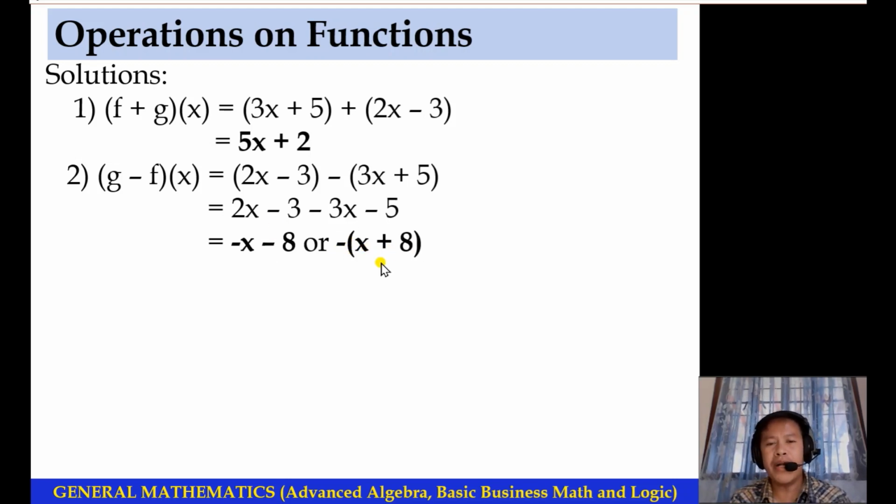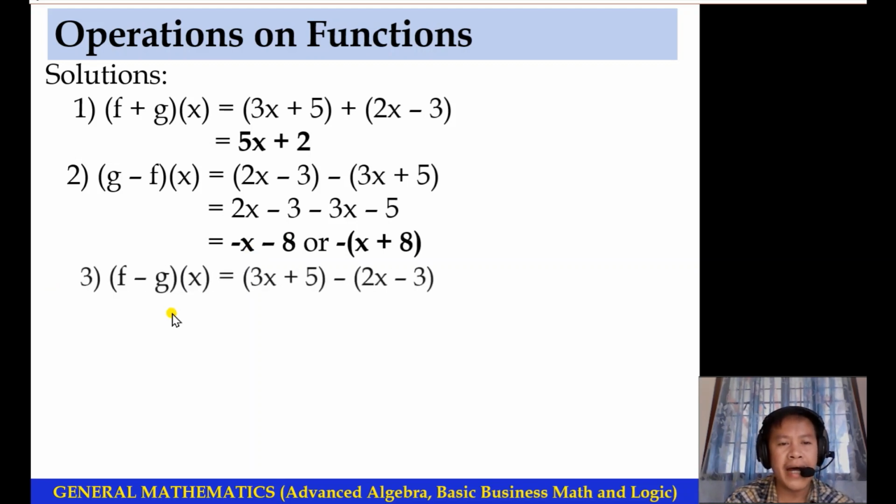Now, take note, if you are going to give another best answer, don't forget to check if this answer is the same or equivalent with that of the previous answer that you have. What you need to do is to check. Negative 1 times x is negative x. Then negative 1 times positive 8 is equal to negative 8. Therefore, these two answers are the same. But you just only give your answer in factored form, particularly if our answer is preceded by a negative term.